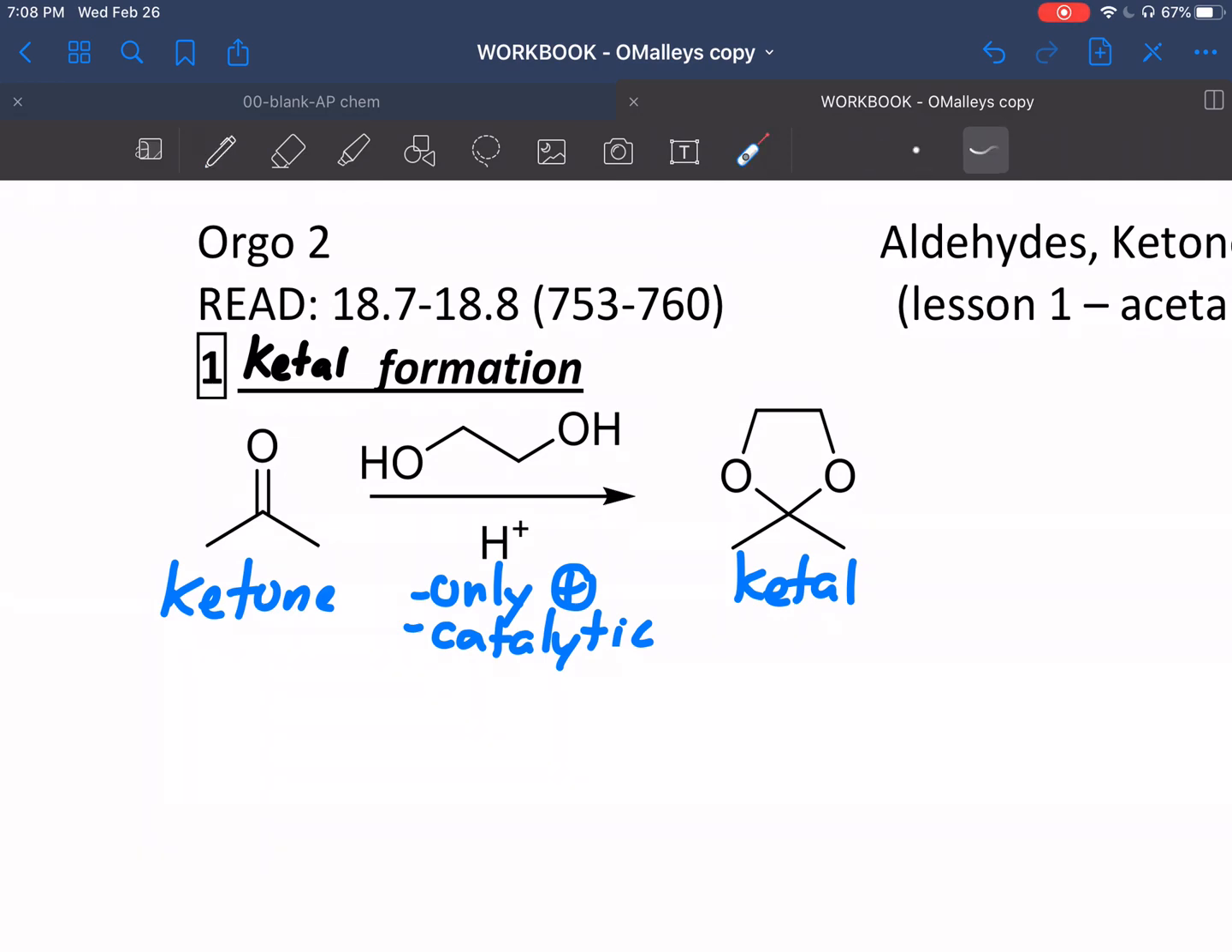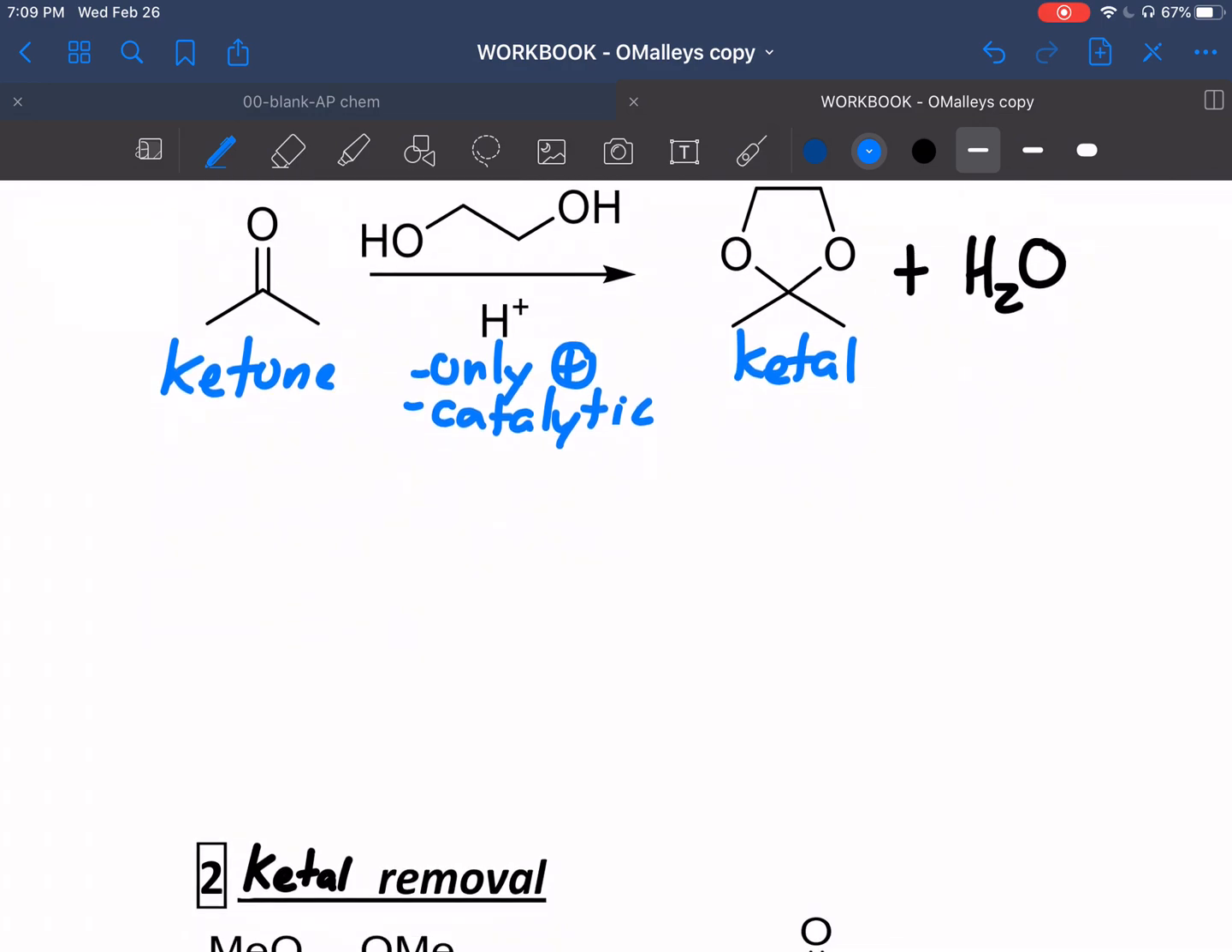You'll notice that we combine a diol in this, and that ends up becoming this piece of the ketal. And to balance this, we actually lose one equivalent of water. So let's see if we can figure out the mechanism for how this happens. Start by just redrawing the ketone. In this case, we're going to use just acetone.